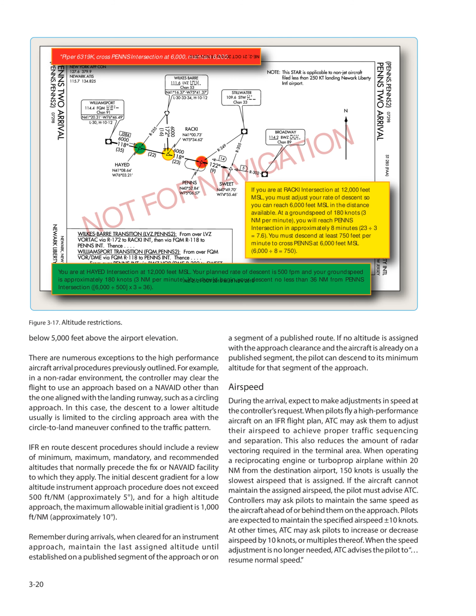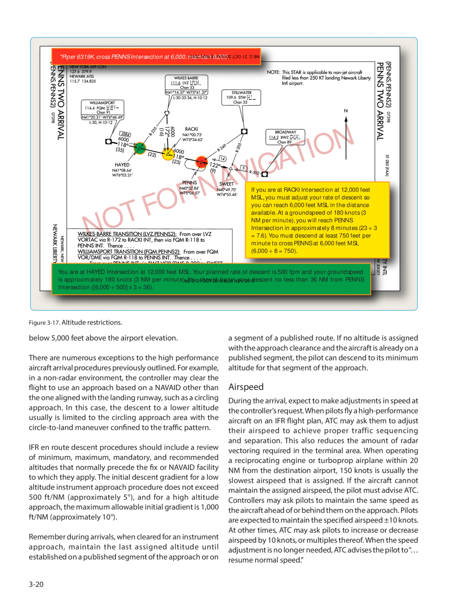The initial descent gradient for a low-altitude instrument approach procedure does not exceed 500 feet/nm, approximately 5 degrees, and for a high-altitude approach, the maximum allowable initial gradient is 1000 feet/nm, approximately 10 degrees. Remember, during arrivals, when cleared for an instrument approach, maintain the last assigned altitude until established on a published segment of the approach or on a segment of a published route. If no altitude is assigned with the approach clearance and the aircraft is already on a published segment, the pilot can descend to its minimum altitude for that segment of the approach.